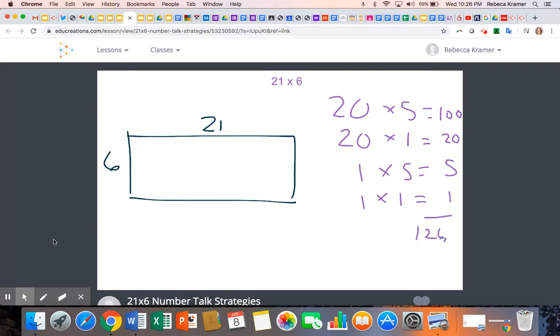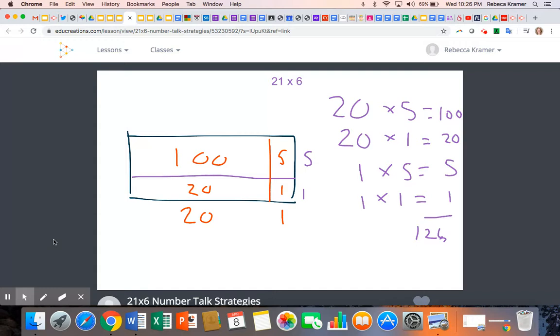Drawing this model with an area model may be helpful for understanding this process a little more. What I did is I broke the 6 down, I decomposed it into a 5 and a 1, and I broke the 21 down into a 20 and a 1. So then I have to multiply each part together. It may be easy to get rid of these numbers so we don't get confused. So 5 times 1 is 5, 1 times 1 is 1, 1 times 20 is 20, and 5 times 20 is 100. If I put all those together, again, I get our product, 126.